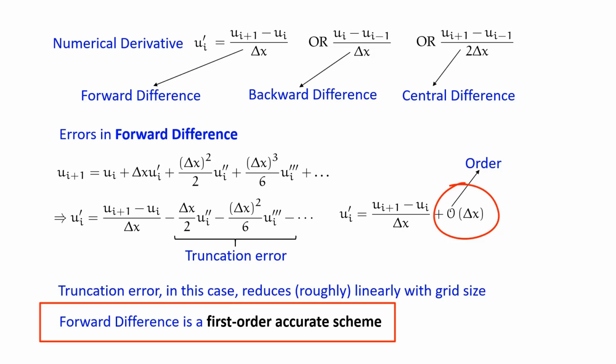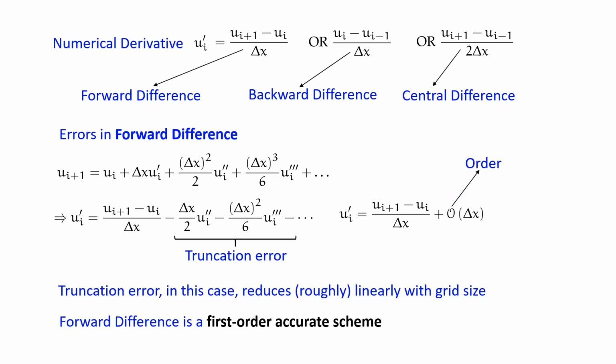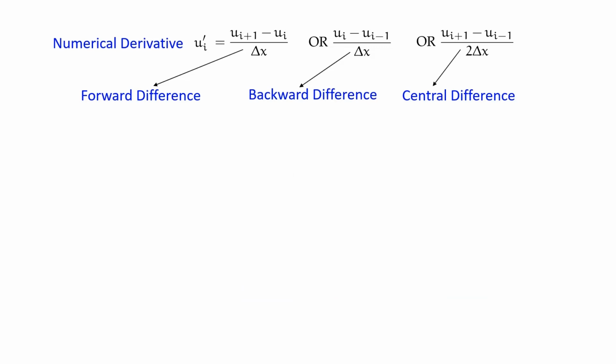When we say that this is first order or second order, we really don't have a means to specify the error, but we have the idea that in a first order scheme like this forward difference, the truncation error will reduce roughly linearly with the grid size. It is not exactly proportional, but somewhat the truncation error is related to delta x.